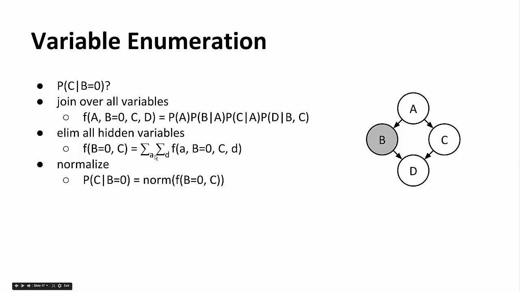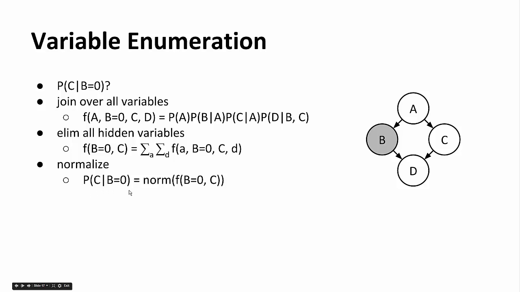Eliminating the hidden variables just means summing out over all of them. For this one, we're going to be summing over A and D from the factor that we found here, because A and D are both hidden, and then we end up with a factor that now only depends on B and C. From this final factor that depends on all of our non-hidden variables, our query and evidence variables, we're just going to normalize that distribution, and we get the probability distribution that we want.